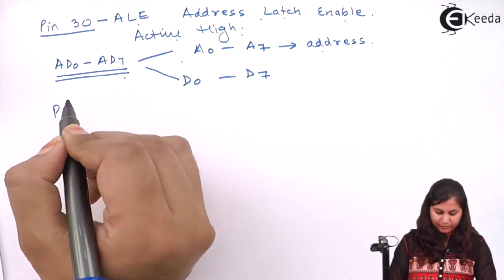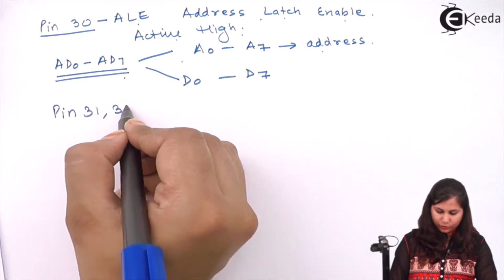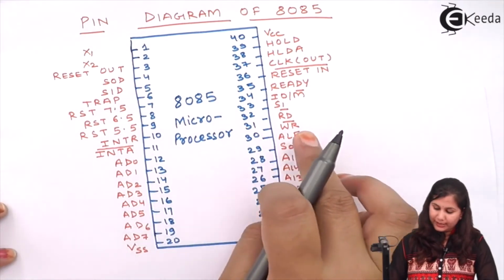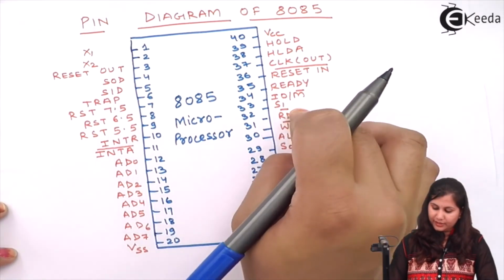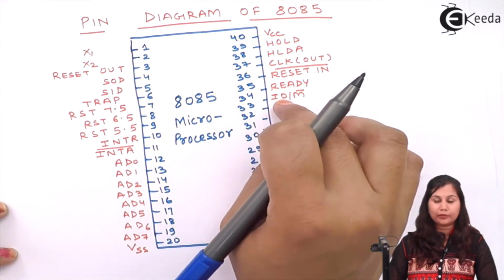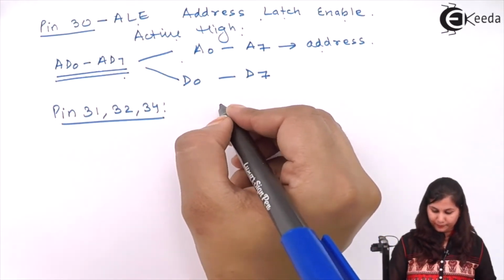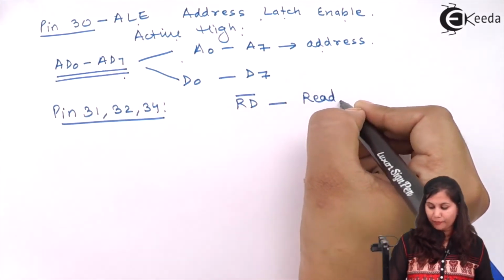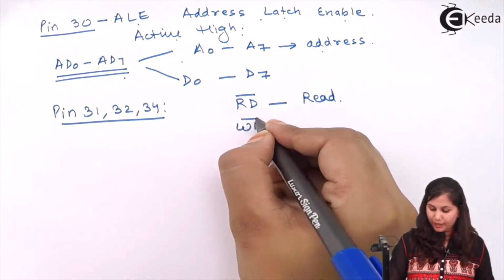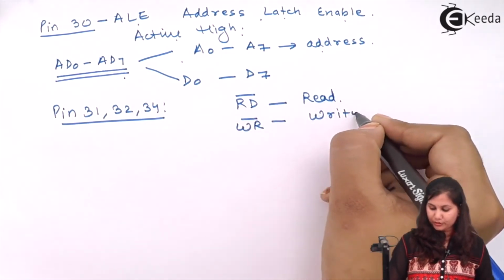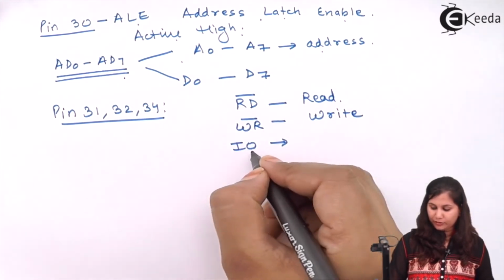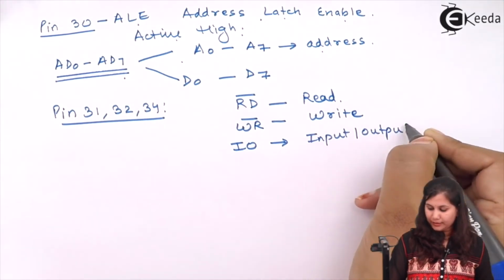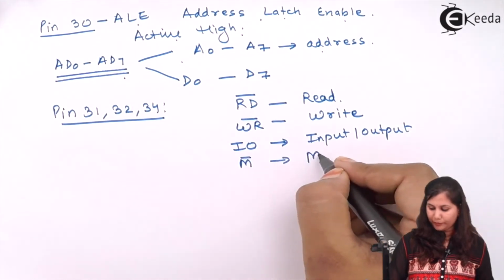Then we have pin number 31, 32 and 34. Pin number 31 is write, 32 is read, and 34 is input output and memory operation. RD bar means that the microprocessor is performing the read operation. WR bar means it is performing the write operation. IO means it is an input output operation, and M bar means it is a memory operation.